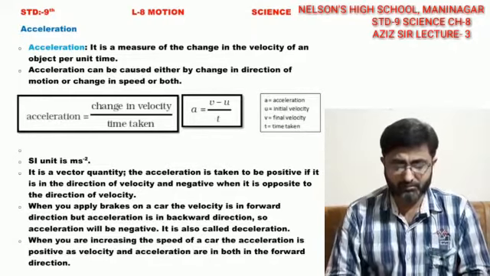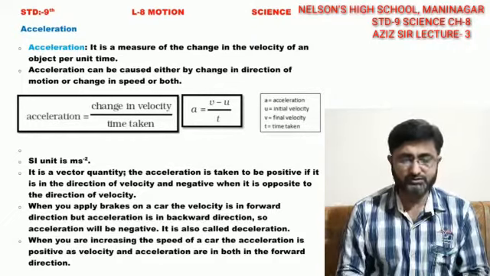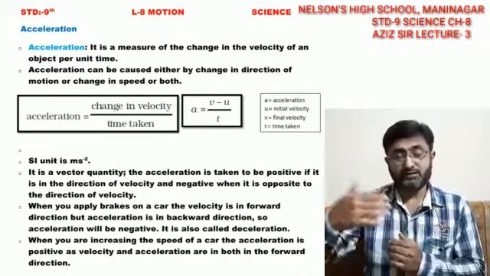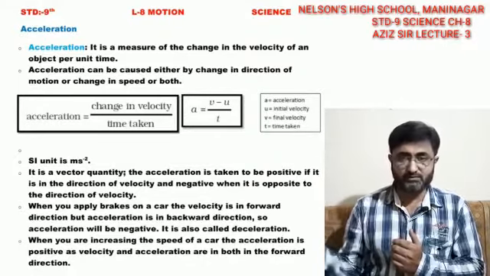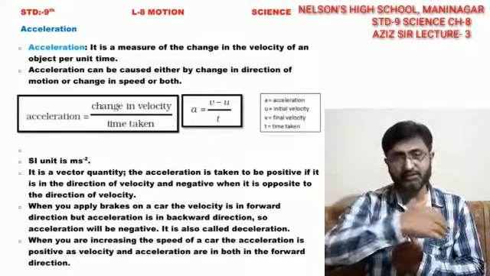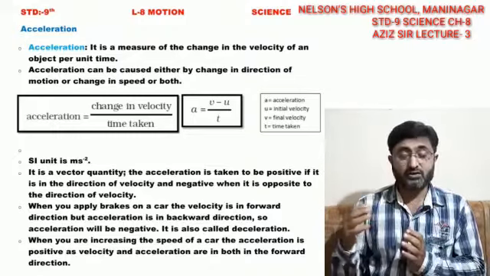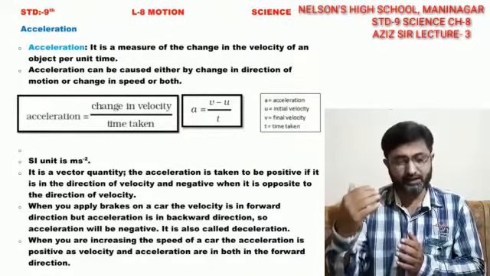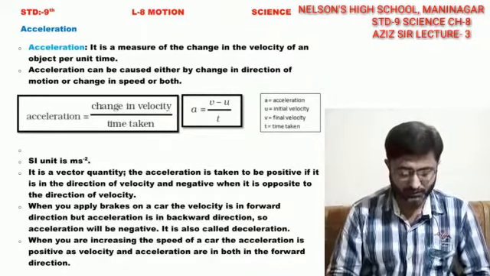Acceleration can be caused either by a change in direction or a change in speed. If the direction is changing, then the velocity is changing, though speed is constant. In circular motion, the speed is constant, but the direction is changing, so the velocity is changing because of the change in direction. The other way is that the speed is also changing, which means the velocity is also changing.